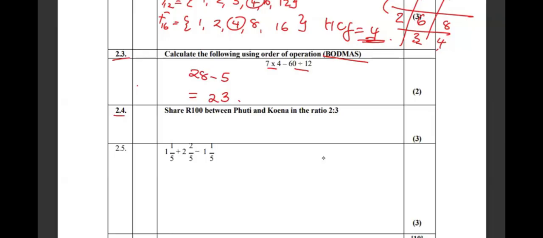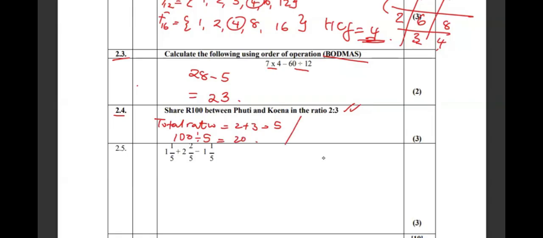2.4. Can we share 100 Rand between Puti and Koena in the ratio of 2:3? So when you're sharing, the first step we do is to get the total ratio. Okay, so the total ratio is going to be 2 plus 3, which is a 5. Then let's get 100 Rand. We divide it by 5, meaning that each ratio is going to take 20 Rands.